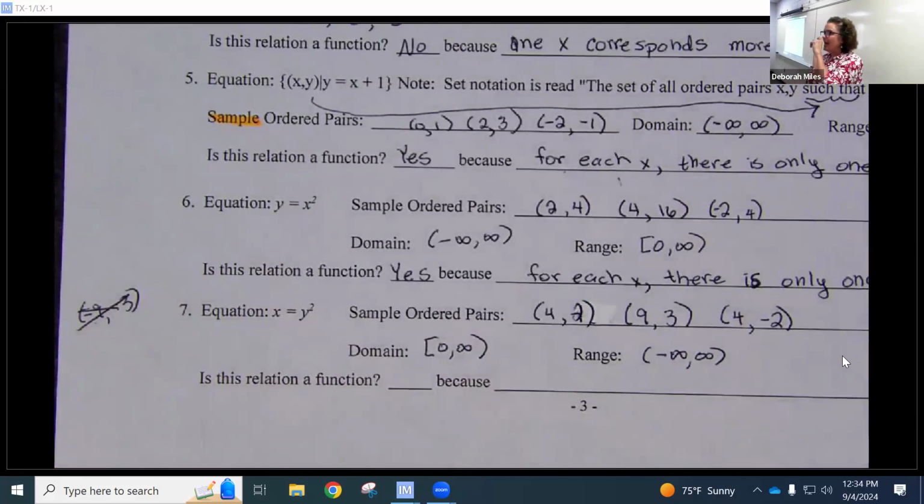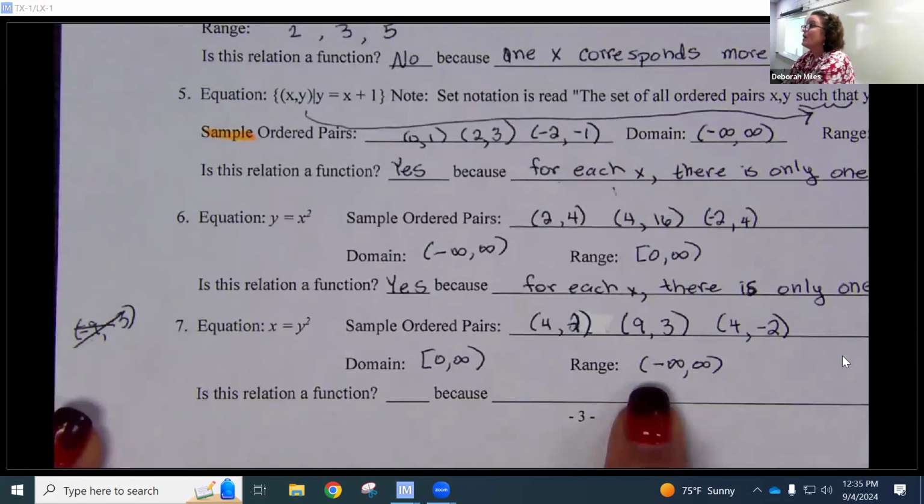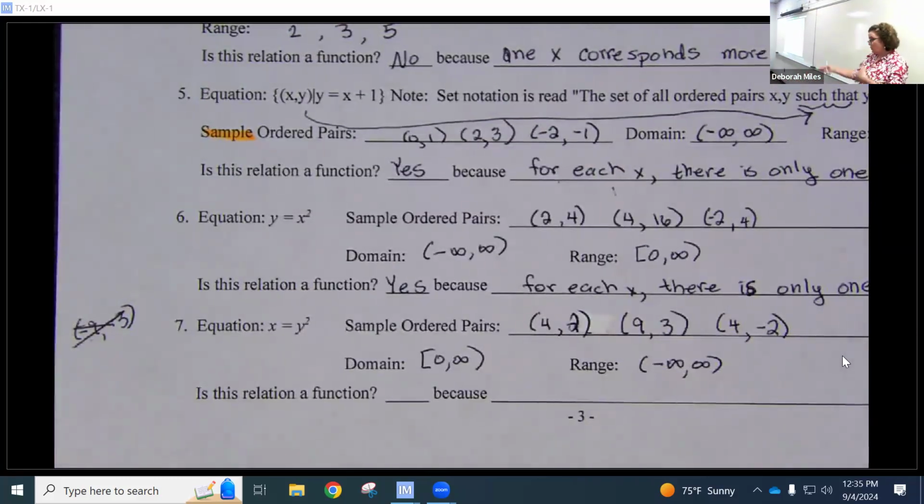Oh, I'm glad you asked that. I don't think I made that clear. Interval notation is always smallest to largest. So you write 0 to infinity, not infinity to 0. And for the same reason, you write negative infinity before positive infinity. It's always left to right on a number line.